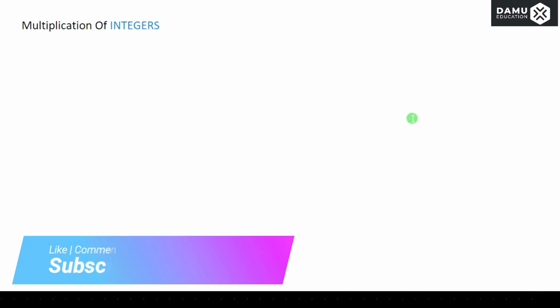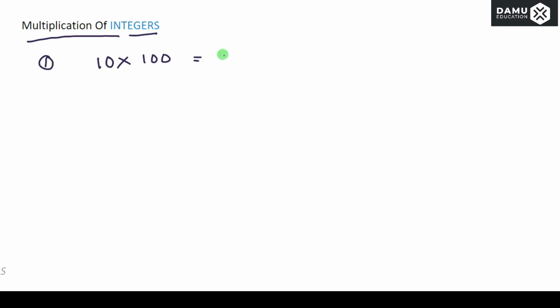So in this session we're going to discuss how to do multiplication of integers. So for the integers, first case, multiply 10 into 100. First we have to multiply the first two numbers, 1 into 1. So 1 into 1 is 1.